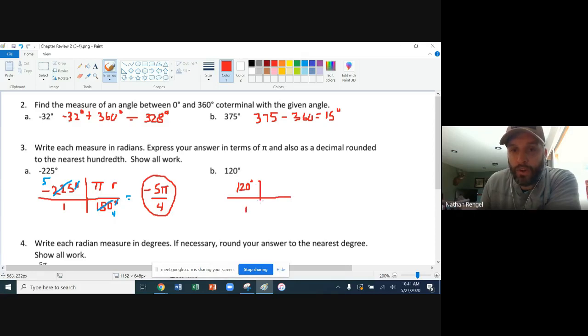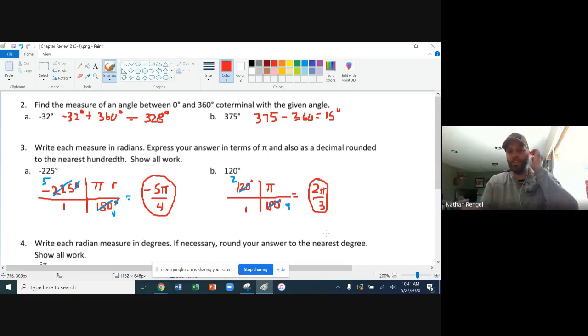Part 2, we have 120 degrees over 1, and then we're going to multiply it by a conversion factor. So again, we're going to get our degrees diagonal from each other. There it is. Now 120 is divisible by 60 makes 2. 180 is divisible by 60 makes 3. 2 times pi is 2 pi. 1 times 3 is going to be 3. So we get 2 pi over 3 radians. And again, you can change that to a decimal on your own.